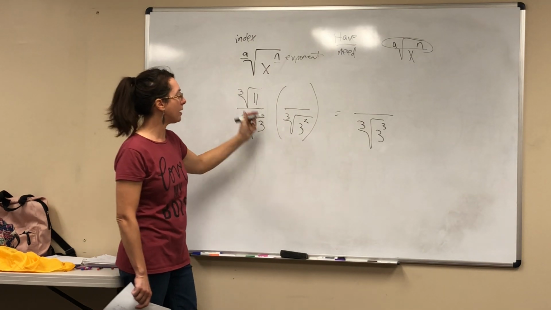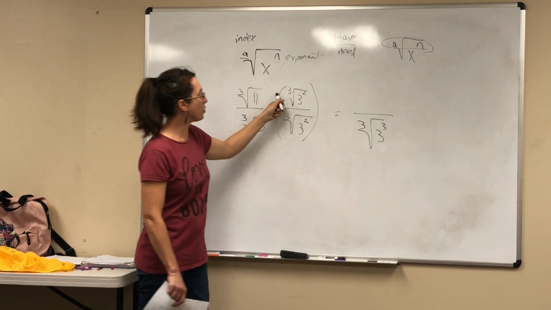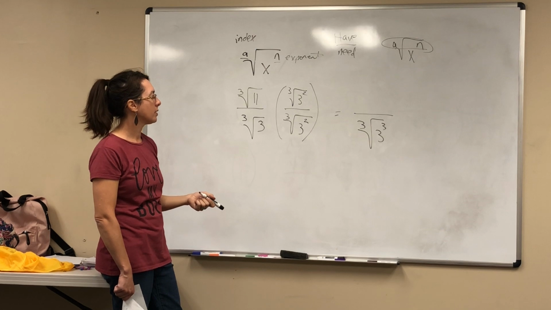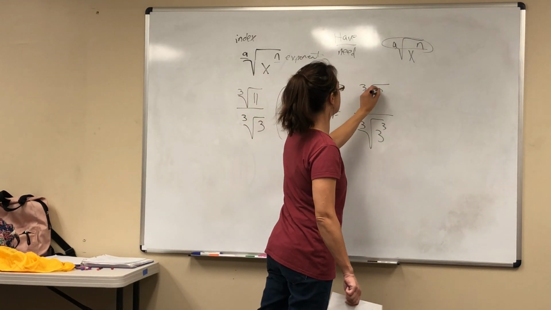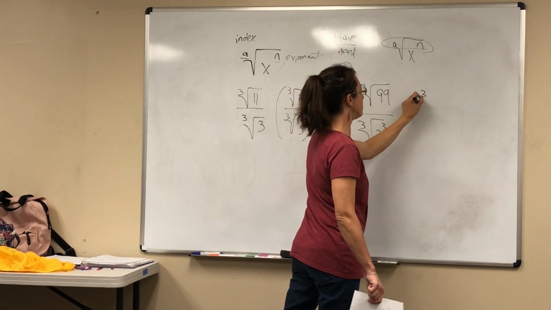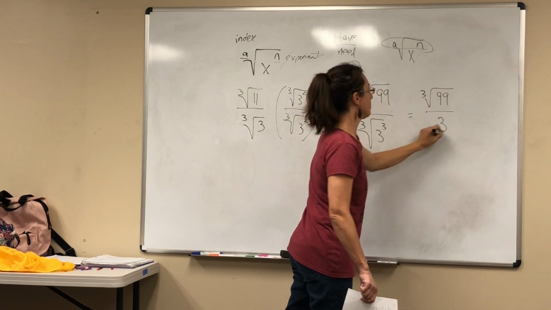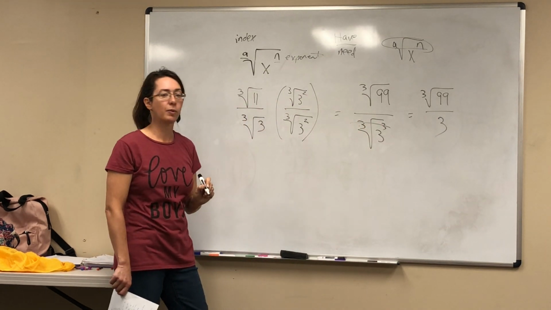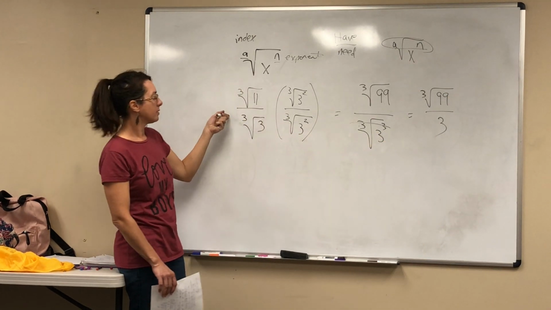So what did I multiply the bottom by? Cube root of 9, or 3 squared. So that's 9 times 11. So now we have the top is the cube root of 99. And the bottom simplifies to 3, right? I need 3, I have 3, it just goes away. So now this is simplified from here.